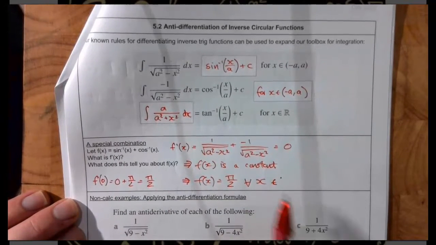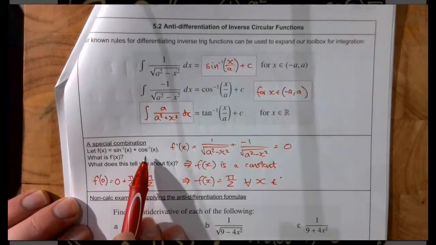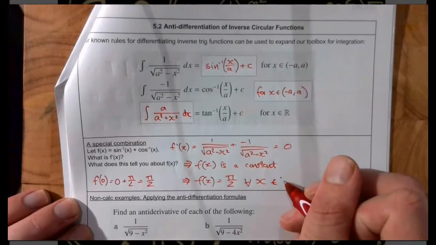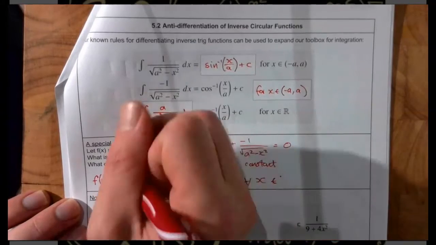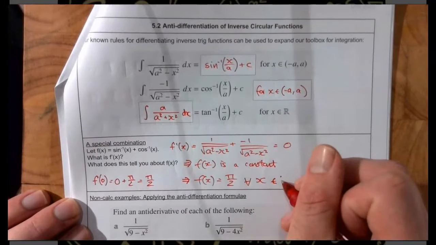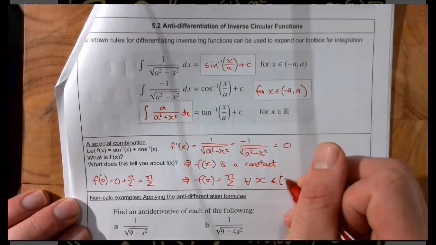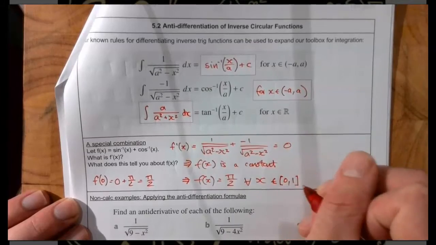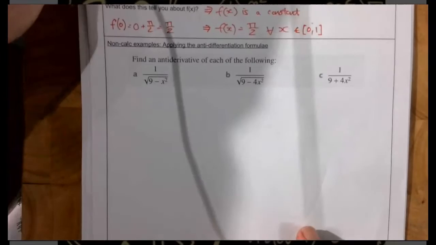I paused here because we need to think about, what's the range of sine inverse and cos inverse, and I might get this wrong off the top of my head. But because we need the domain, we need both of those parts to be defined. So that's going to be between 0 and 1. I'll check that and maybe we'll come back to that.